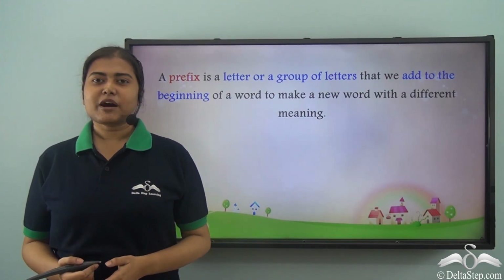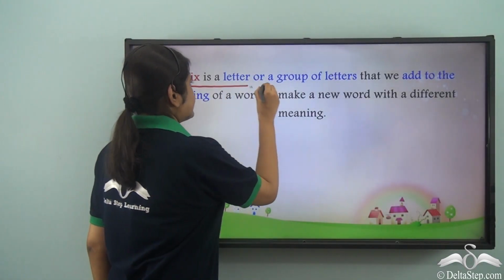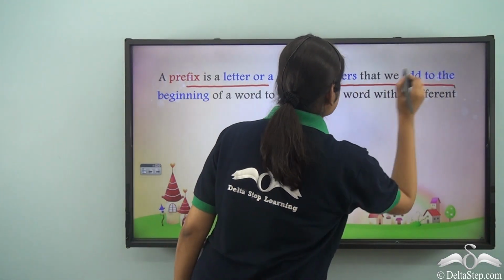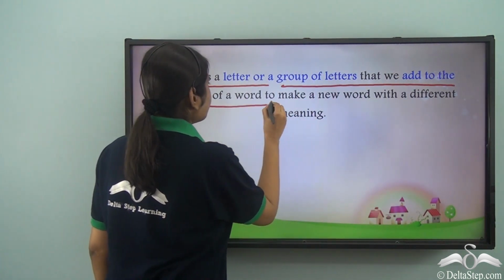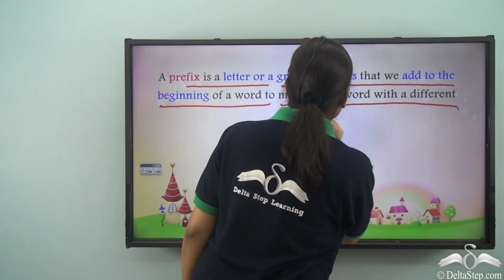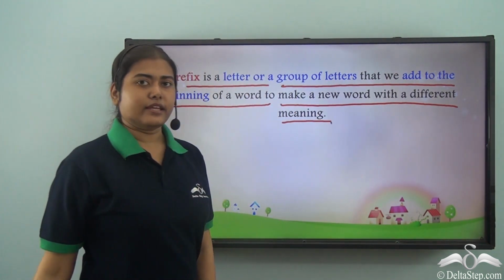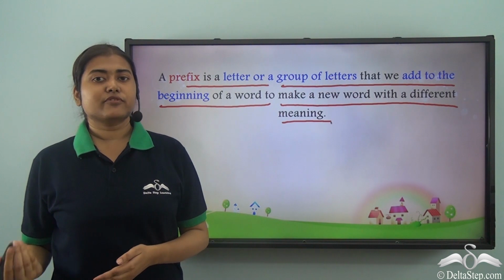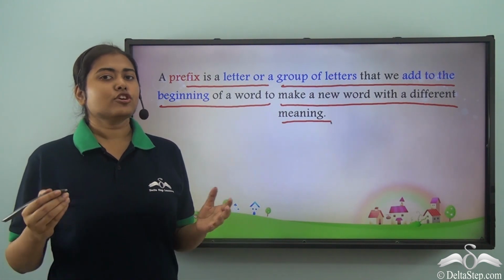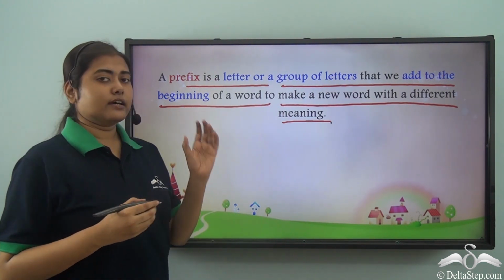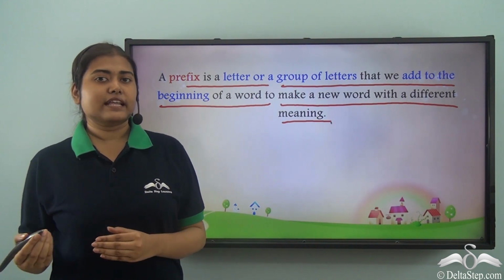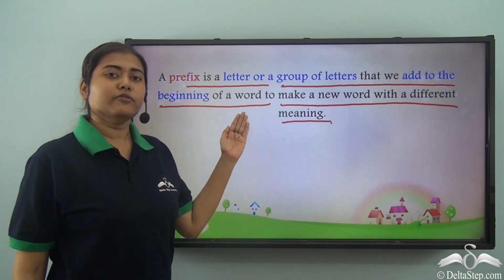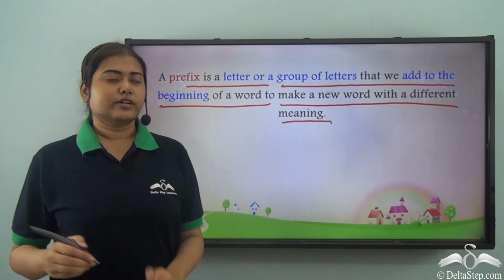We have already learned about what prefixes are. A prefix is a letter or a group of letters that we add to the beginning of a word to make a new word with a different meaning. So, the word prefix, as we know, pre means before and to fix means to join. So, joining a letter or a group of letters before another word gives us a new word.